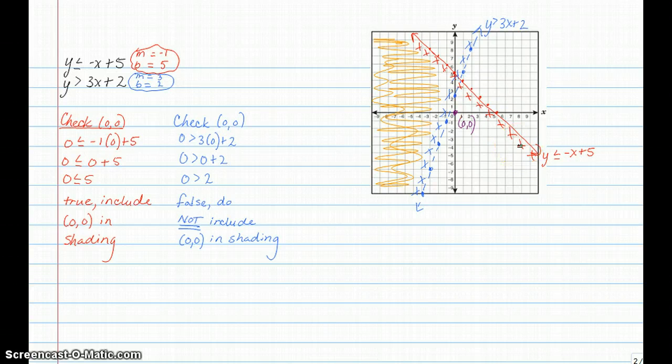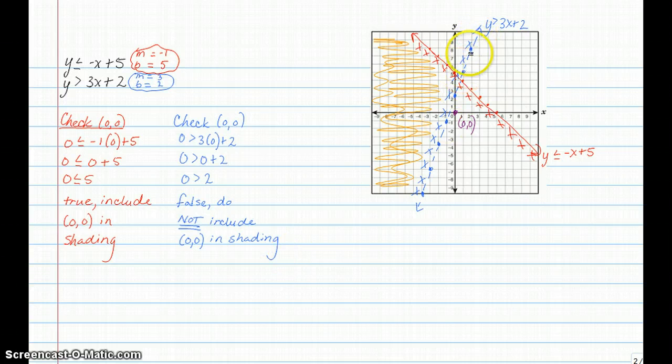Now we have to check the second line, which is the blue line. y is greater than 3x plus 2. We substitute in 0, 0 because it does not pass through 0, 0. 0 for y is greater than 3 times 0 plus 2. 0 is greater than 0 plus 2, 0 is greater than 2. That is false, so we do not include 0, 0 in the shading.